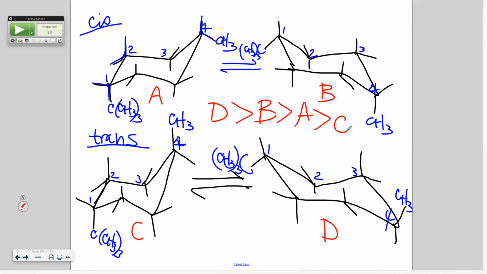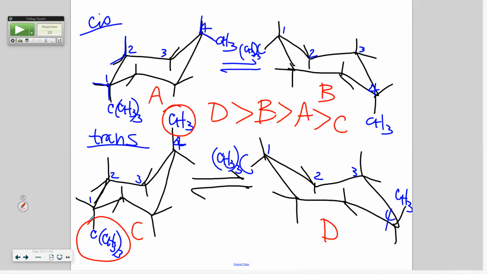Okay. More stable than C because. Yeah. Because in C, they're both axial. Okay, so both axial is the worst. All right, that makes sense.